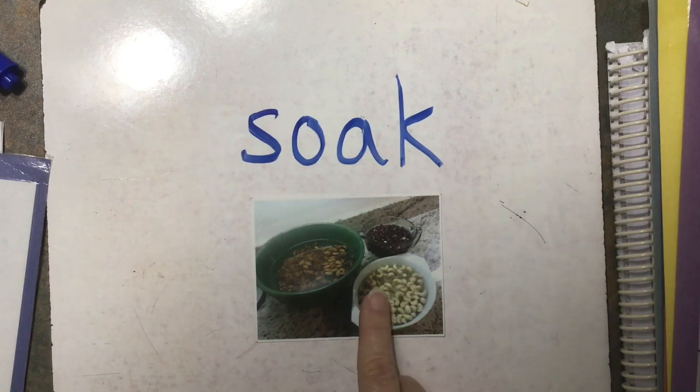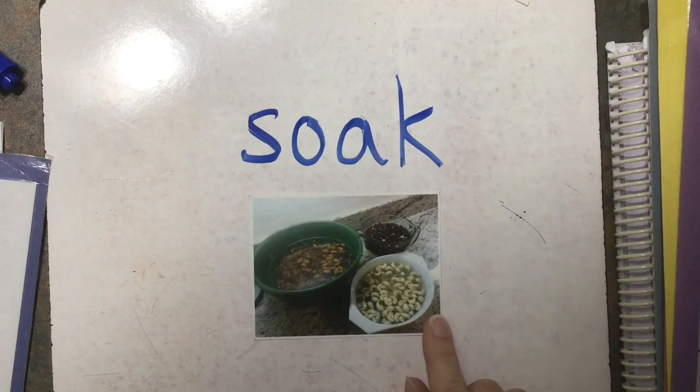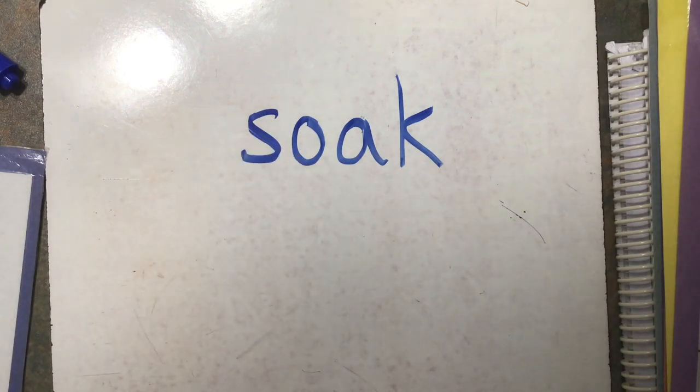We can soak beans and we can soak our clothing if it has a stain. Like if you have a shirt that has a stain in it, you can soak it for a long time and hopefully that stain will come out. Okay, that's our vocabulary for now.